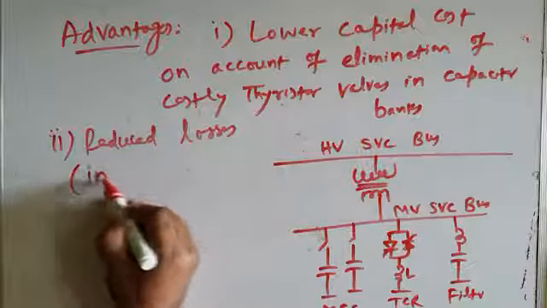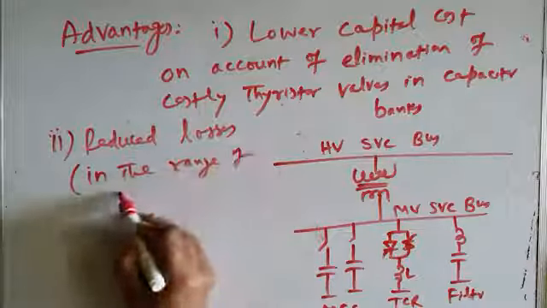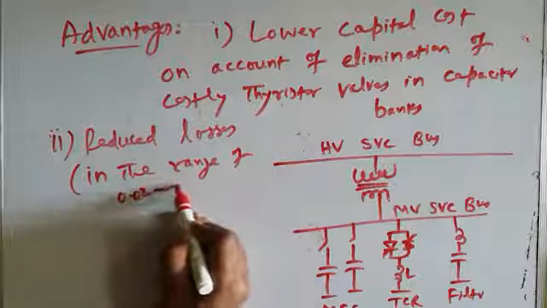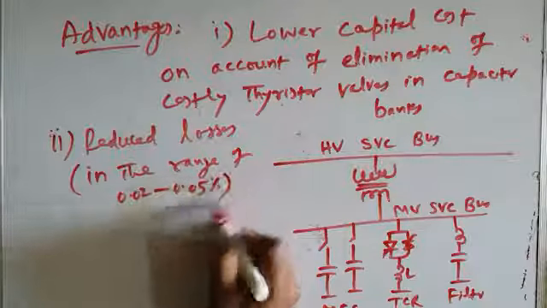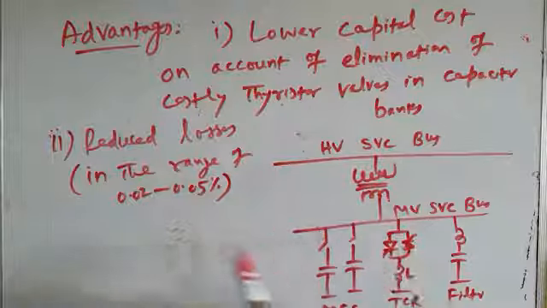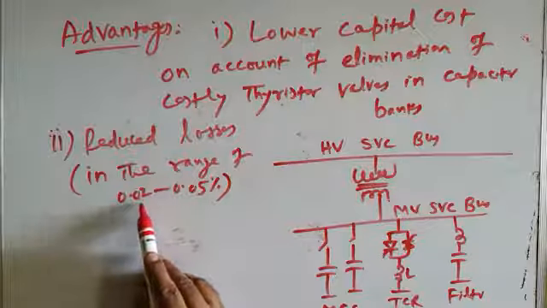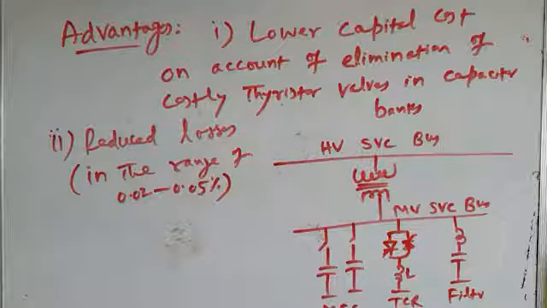of 0.02 to 0.05%. So power loss in this type of SVC, MSC TCR SVC, is very, very low, 0.02 to 0.05% of total power rating of SVC, which is lowest of all SVCs.